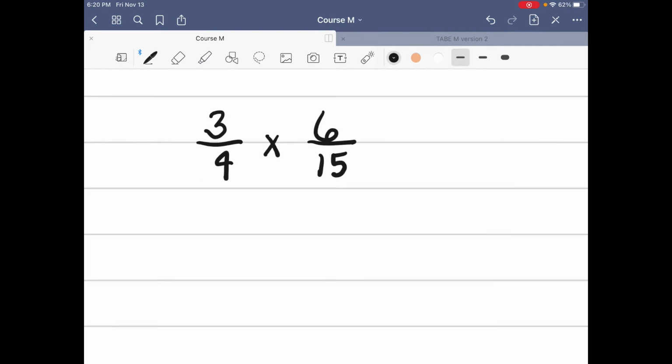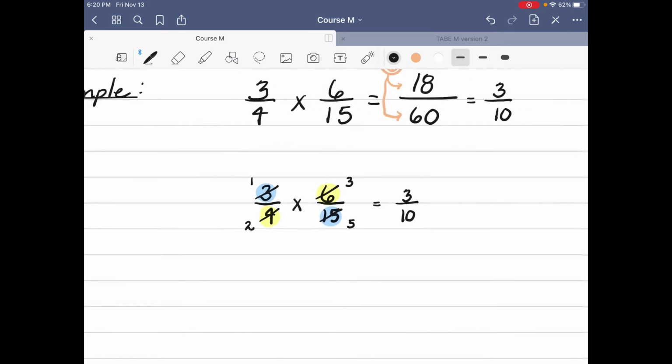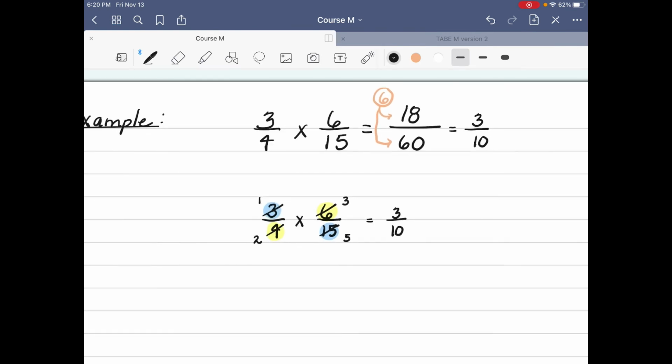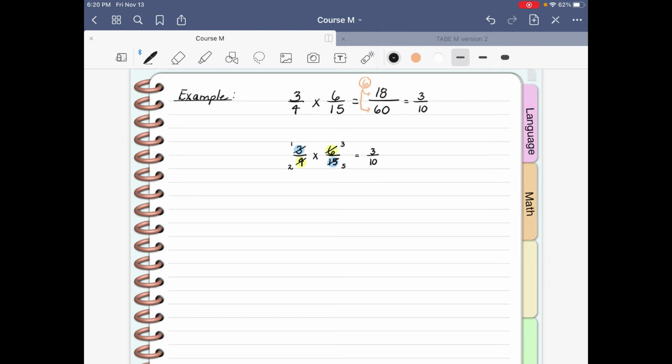So I'm going to use the 3 and the 15, and then the 6 and the 4, and I can cancel both ways this time. 3 into 3 is 1, and 3 into 15 is 5. The 6 and 4, I'm going to use a 2. 2 into 4 is 2. 2 into 6 is 3. Then top times top, and bottom times bottom, and there is that 3/10 that I'm looking for. Okay, just a few more.